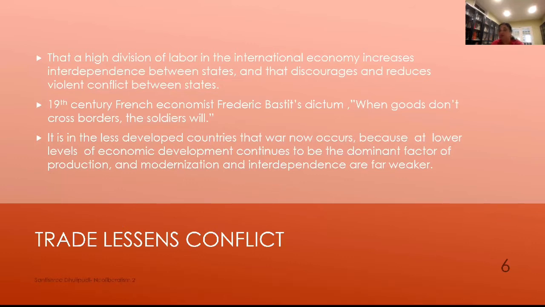Trade lessens conflict. This is a philosophy that has been quite strong with many philosophers, that a high division of labor in the international economy increases interdependence between states, and that discourages and reduces violent conflict between states. The 19th century French economist Frédéric Bastiat's dictum: when goods don't cross borders, soldiers will. It is in the less developed countries that war now occurs, because at lower levels of economic development land continues to be a dominant factor of production, and modernization and interdependence are far weaker. Because economists tell you, when you have your factories in the other country, you will not go and bomb that country.